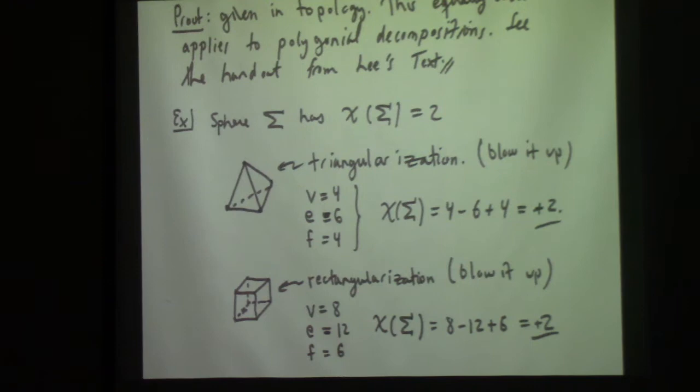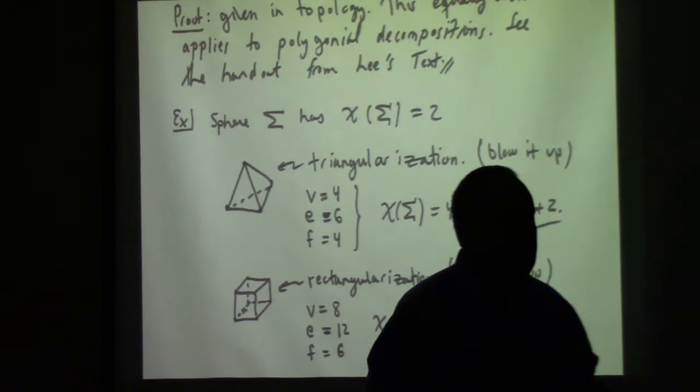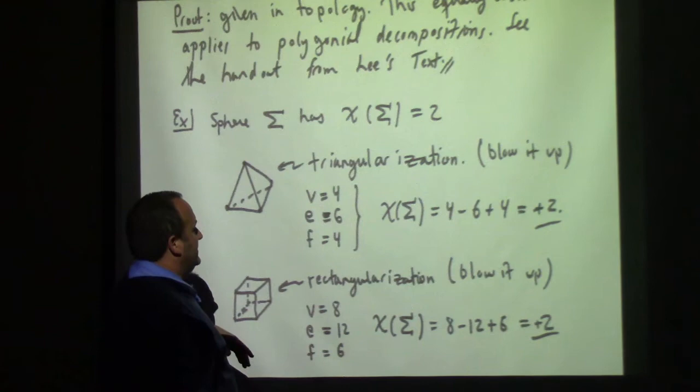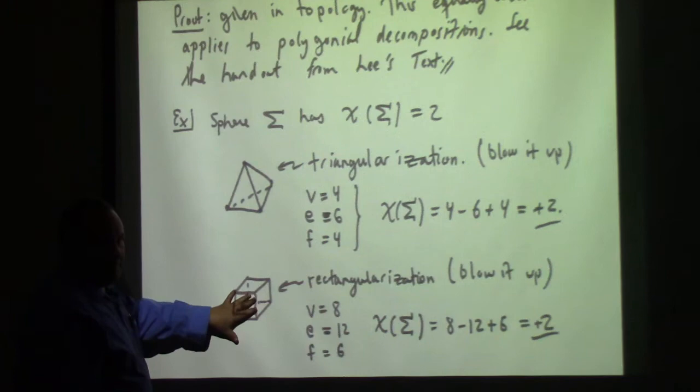This is what you were just talking about. Yeah. So a triangularization of the sphere is given by a tetrahedron, because essentially you can imagine just taking this and blowing it up to the sphere. That's the triangularization. Or you could imagine taking this rectangle and also blowing that up to get the sphere. So this is a rectangularization of the sphere.